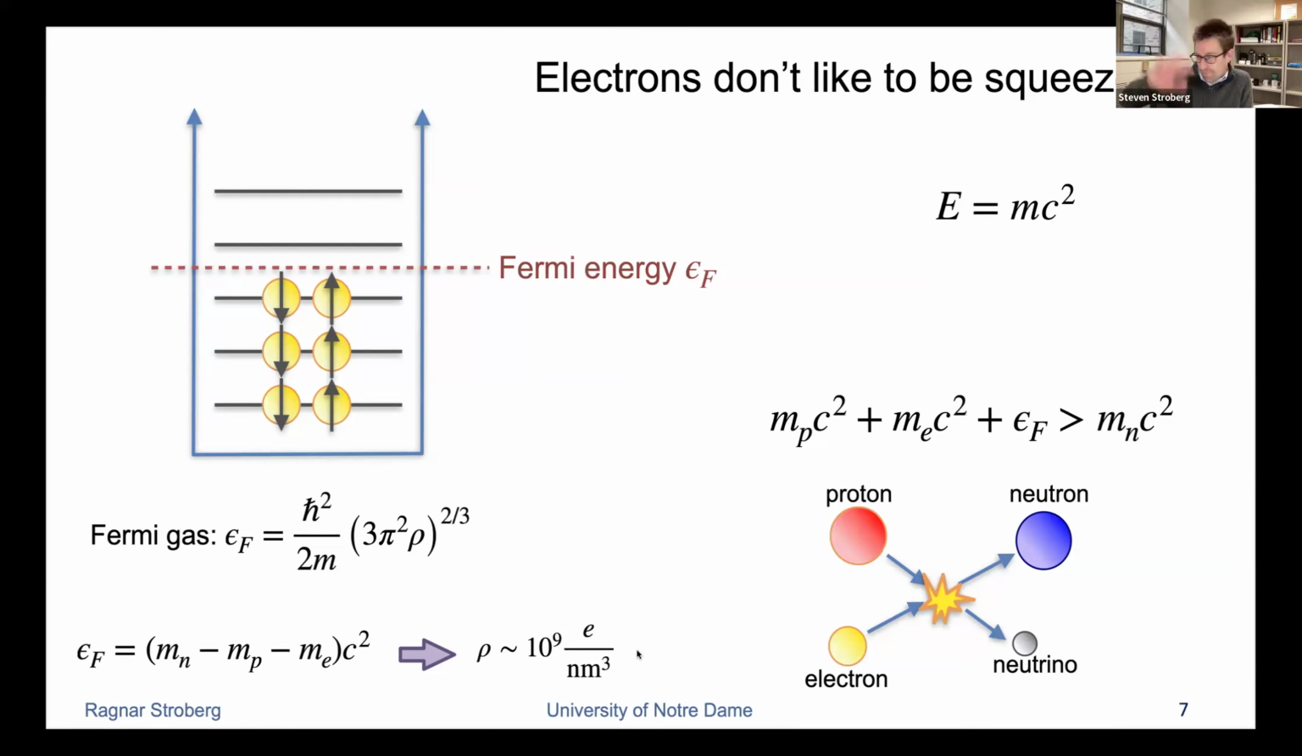Just to give a typical point of reference, ordinary matter has something like 10 or maybe 100 electrons per cubic nanometer. A cubic nanometer is about the size of an atom. So this is already a couple hundred, 1 million, 10 million or 100 million times the density of normal matter when this will start happening.